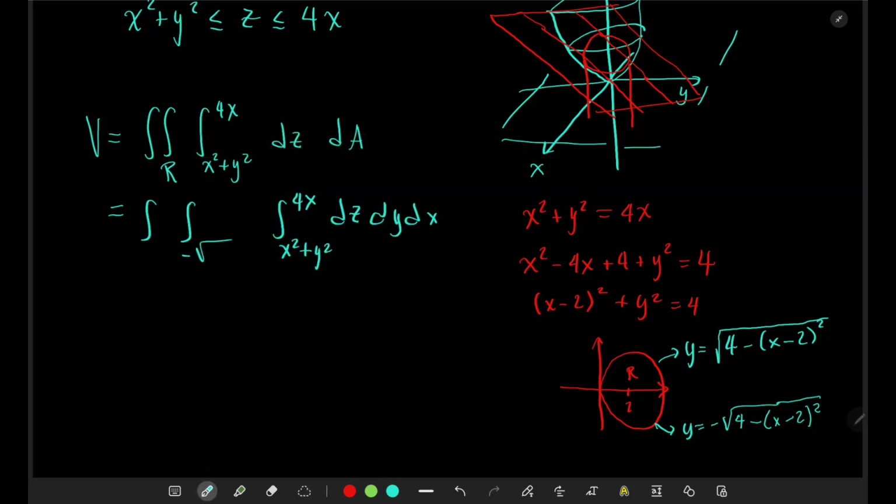So negative square root of 4 minus (x minus 2) squared, and then to square root of 4 minus (x minus 2) squared. And now, where are my intervals for the x now? Well, I'm starting at 0 because I have a circle centered at 2 with radius 2, so I get all the way to 0 and all the way to 4. So from 0 to 4.